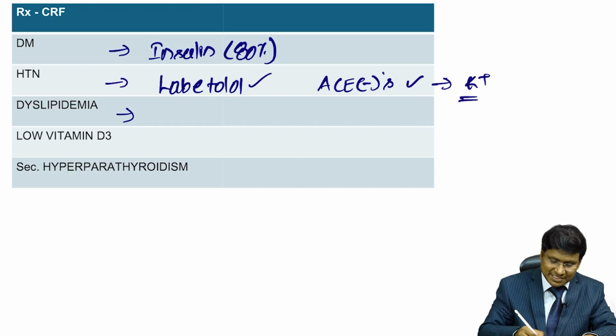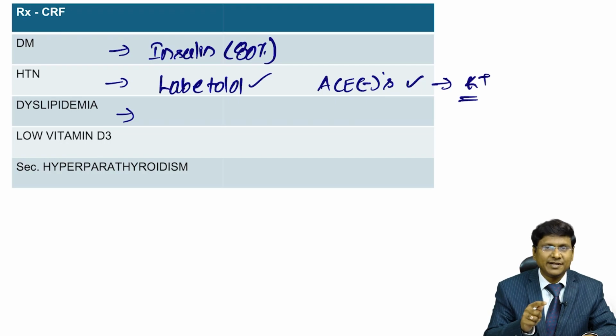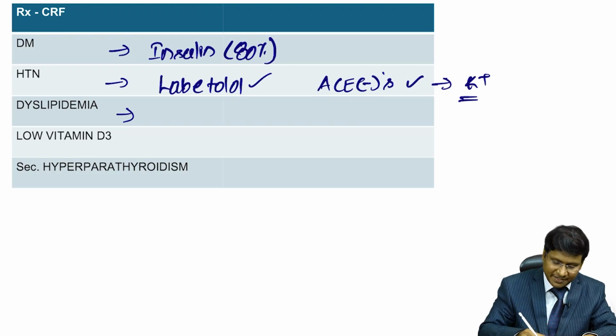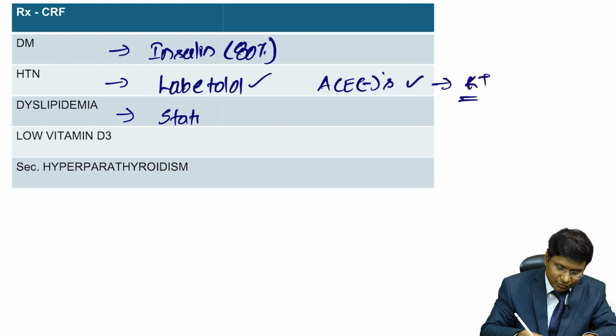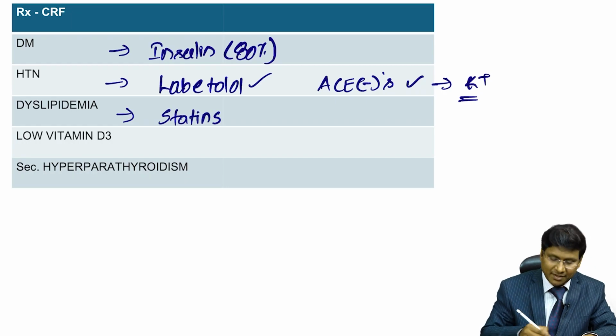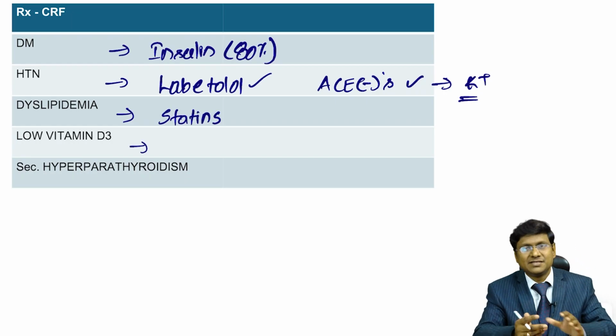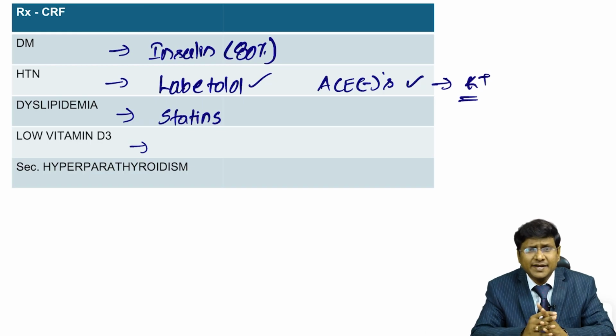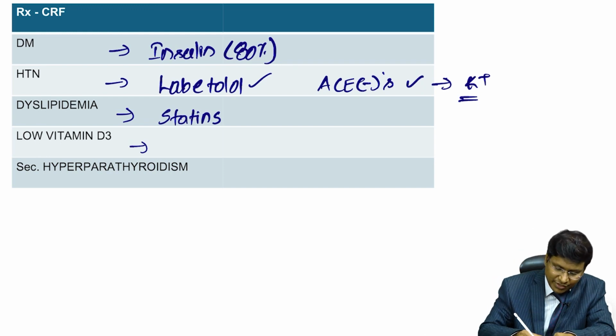Then next is dyslipidemia. There is a decrease in lipoprotein lipase activity, because of which there is dyslipidemia. So these patients have to be started on statins. And there are low vitamin D3 levels, because once the kidney is damaged, there is no synthesis of 1-alpha hydroxylase in the proximal convoluted tubule, so vitamin D is not synthesized. So you need to give oral vitamin D supplements.